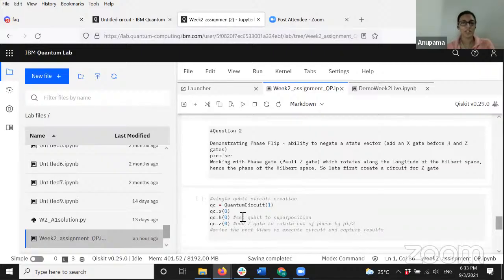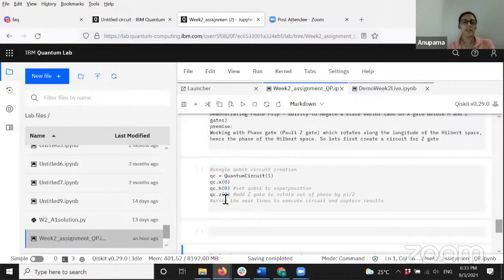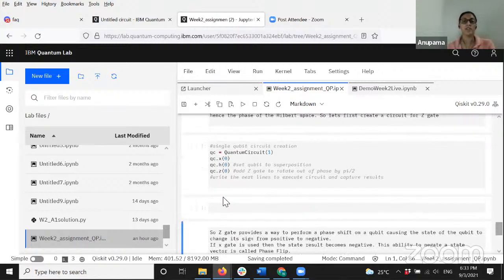The circuit is already there. All you need to do is write the next lines to execute this circuit, which is there in the demo that I showed you today, or in the other scripts, or in the video lectures where I've actually executed multiple circuits on different backends.